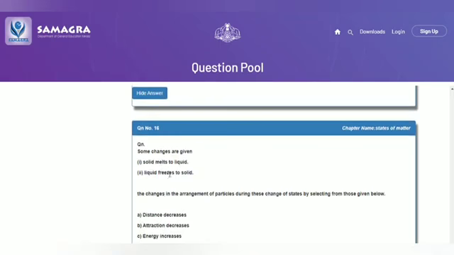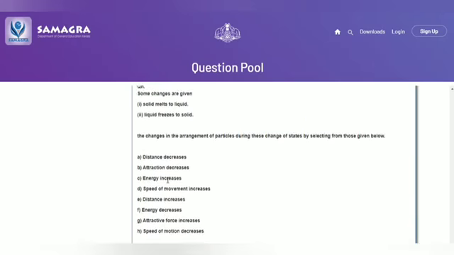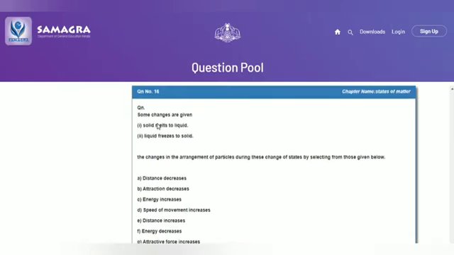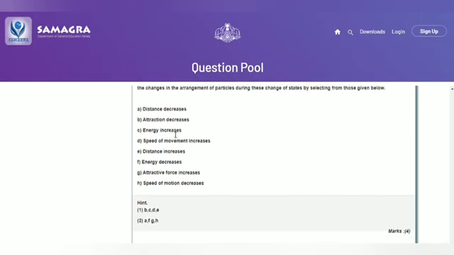Question number 16. Some changes are given. Solid melts to liquid, liquid freezes to solid. Select the change in the arrangement of particles during the change of state from those given below: distance decreases, attraction decreases. So, solid melts to liquid means attraction decreases, energy increases, then speed of movement increases, then distance increases.